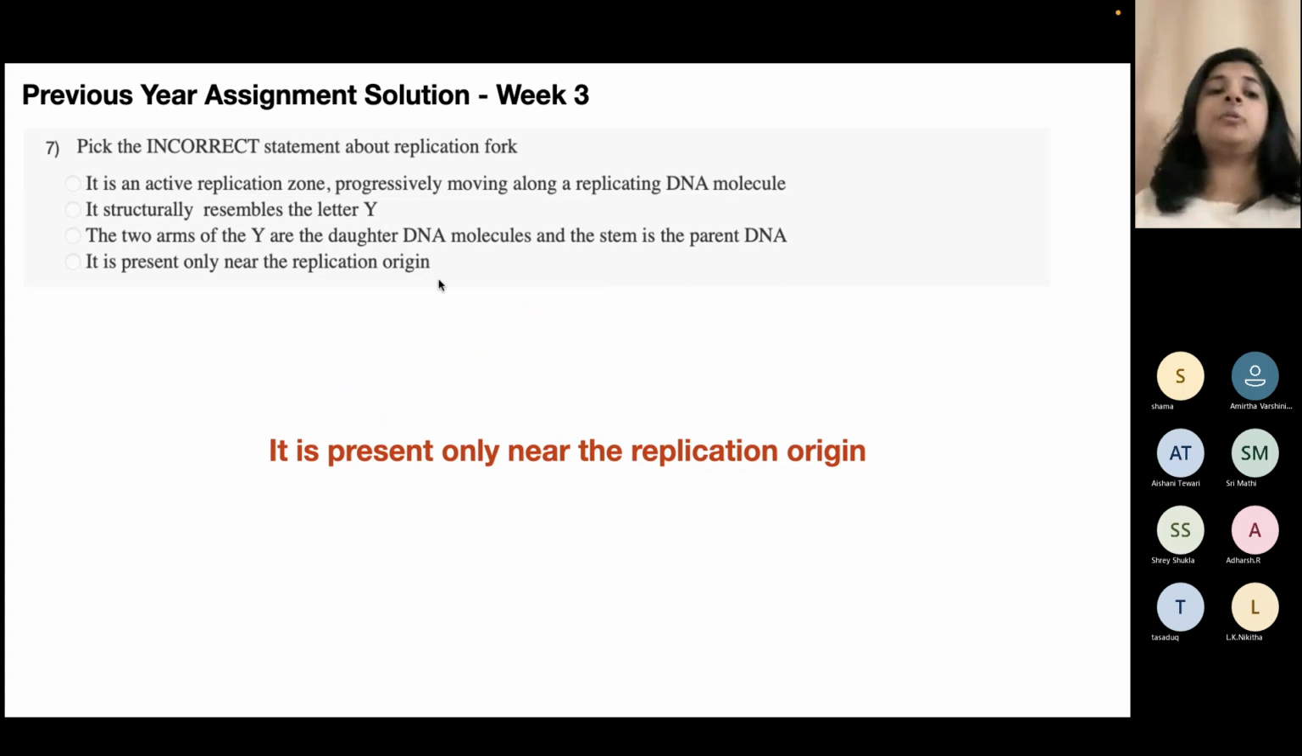So the incorrect statement here would be that it is present only near the replication origin, because it keeps moving as and when the replication is moving forward. Even though it originates at the replication origin, it will progressively move along the replicating DNA molecule.